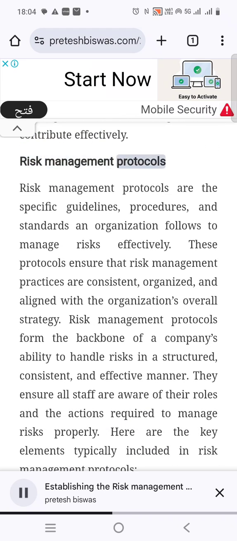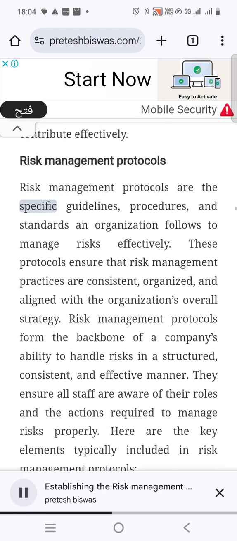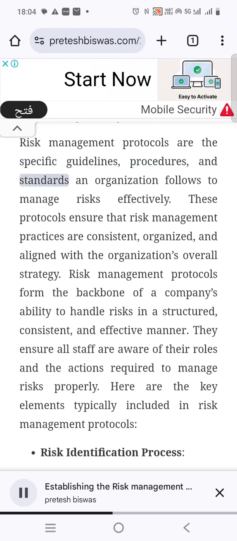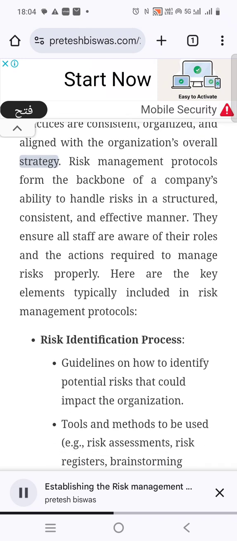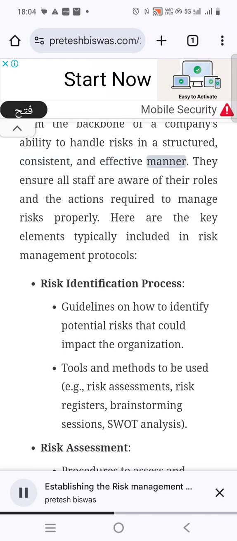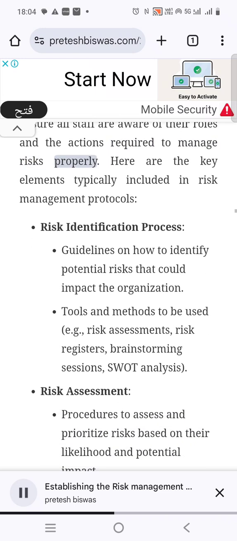Risk management protocols. Risk management protocols are the specific guidelines, procedures, and standards an organization follows to manage risks effectively. These protocols ensure that risk management practices are consistent, organized, and aligned with the organization's overall strategy. Risk management protocols form the backbone of a company's ability to handle risks in a structured, consistent, and effective manner. They ensure all staff are aware of their roles and the actions required to manage risks properly. Here are the key elements typically included in risk management protocols.